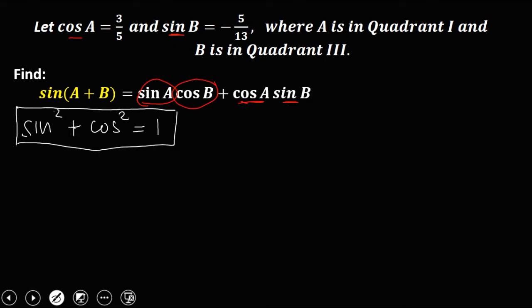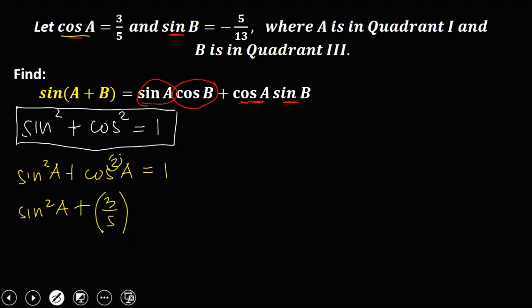Now for sine A, our angle is A, so that's sine squared A plus cosine squared A, equal to 1. Then substitute the values. Sine A is unknown, so we have sine squared A plus cosine A, which is 3 over 5. But we have this square, so we need to square this 3 over 5, and that's equal to 1. Then simplify: distribute this exponent to every number. 3 squared is 9 and 5 squared is 25, and that's equal to 1.